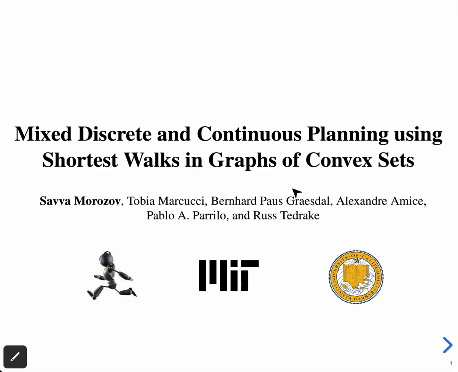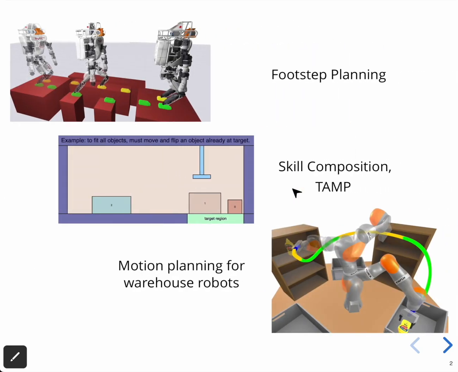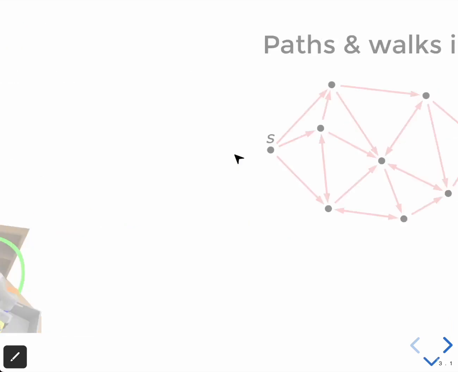Hello everyone, my name is Sava and I want to tell you about the shortest walk problem in graphs of convex sets. It is a mathematical problem that is amenable to effective computational solutions and at the same time is able to simultaneously capture a wide variety of interesting robotics problems that involve a mix of discrete and continuous decision making. Let's get to it.